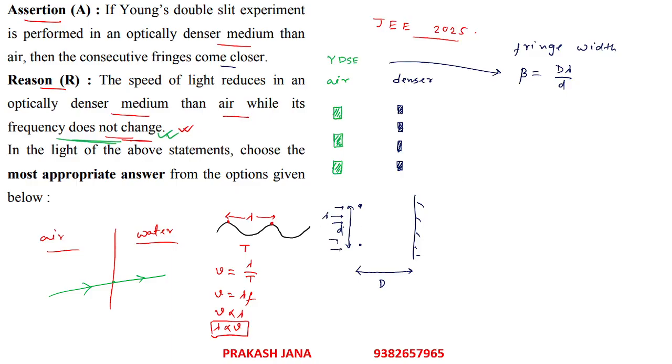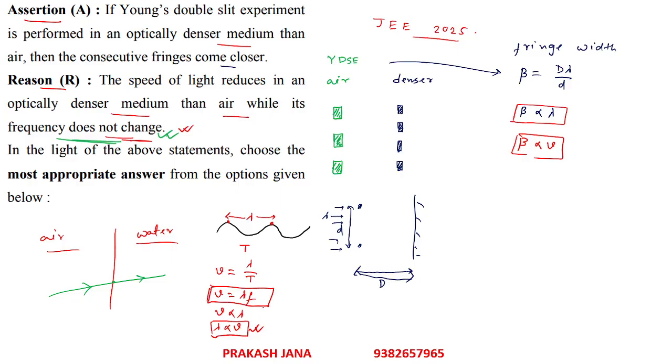So here we can write beta proportional to lambda. The distance between the source and the screen is not changing, and the distance between the two sources is also not changing. So beta is proportional to lambda, and lambda is proportional to V, so beta is proportional to V. Again, the speed V is equal to lambda times f, and f is not changing.